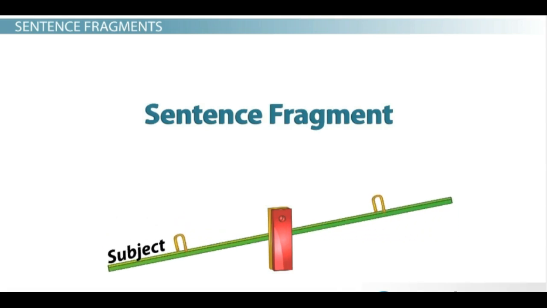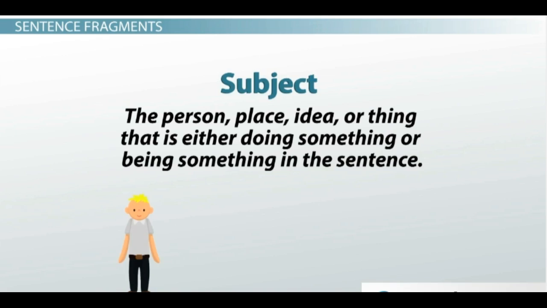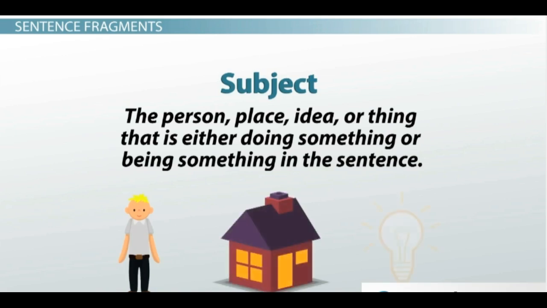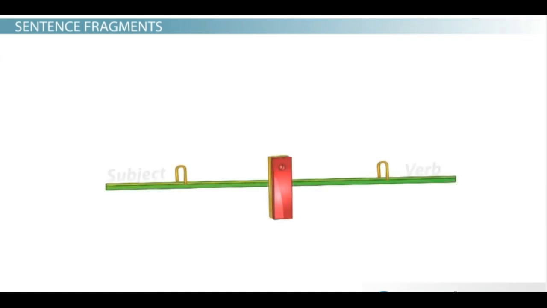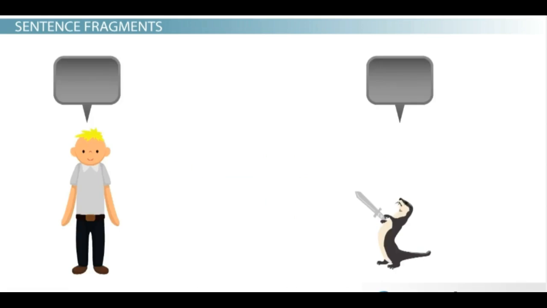Okay, so how to find the independent clause? Remember that the subject is the person, place, idea, or thing that is either doing something or being something in the sentence. So find the main subject first by finding the verb. That's the part of the sentence that creates the action. And then determine what that verb is relating to. For instance, Desmond was haunted by a small, sword-wielding ferret.